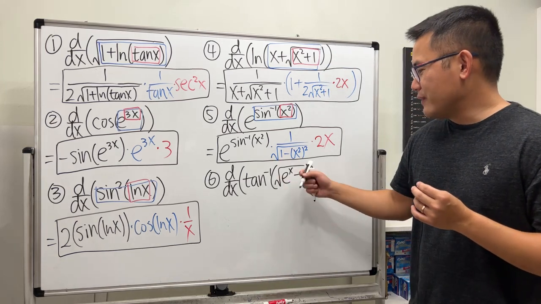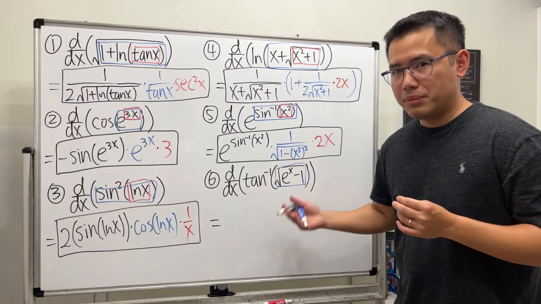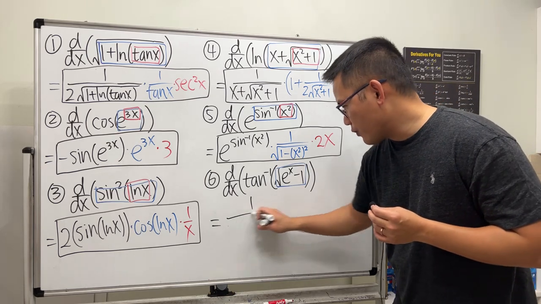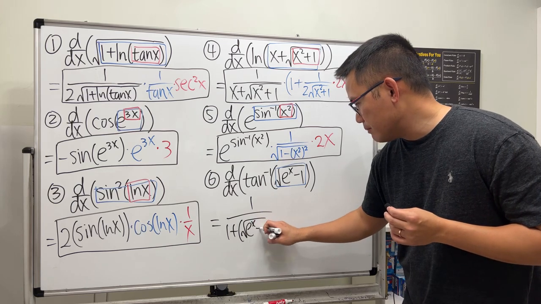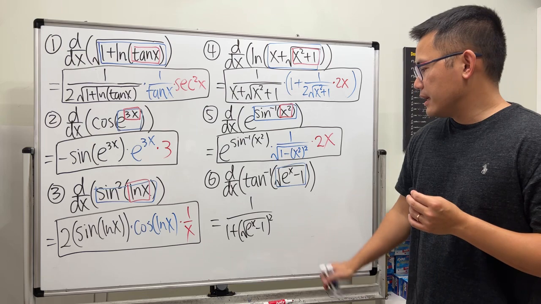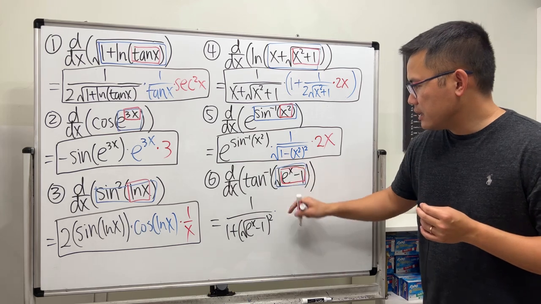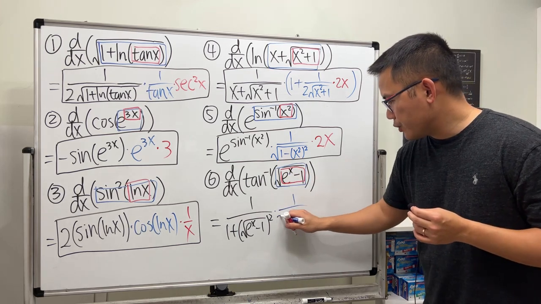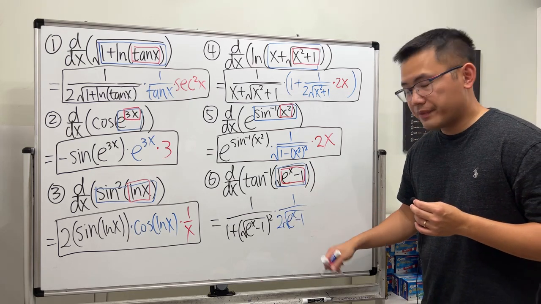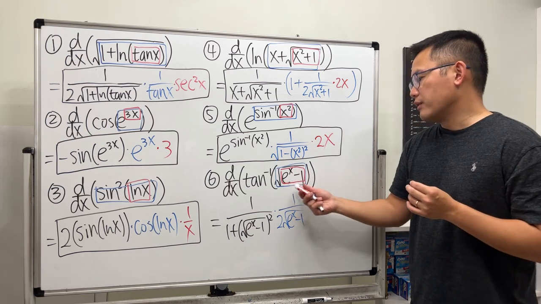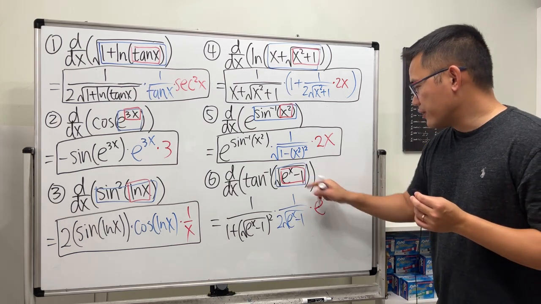Here, inverse tangent of a box. We get 1 over 1 plus box square. So 1 over 1 plus that thing, which is square root of e to the x minus 1 and then square. Yeah? Times the derivative of square root of a box. Square root gives us 1 over 2 square root of the box, which is the e to the x minus 1. Lastly, we multiply by the derivative of the red box. Derivative of e to the x is just e to the x. Derivative of minus 1 is just 0.